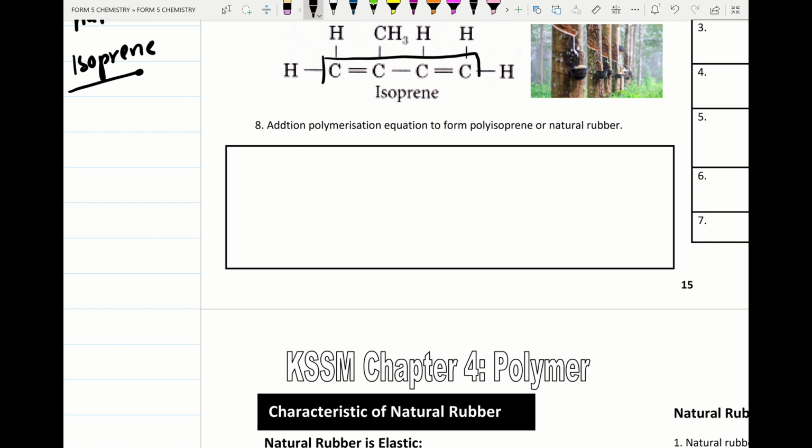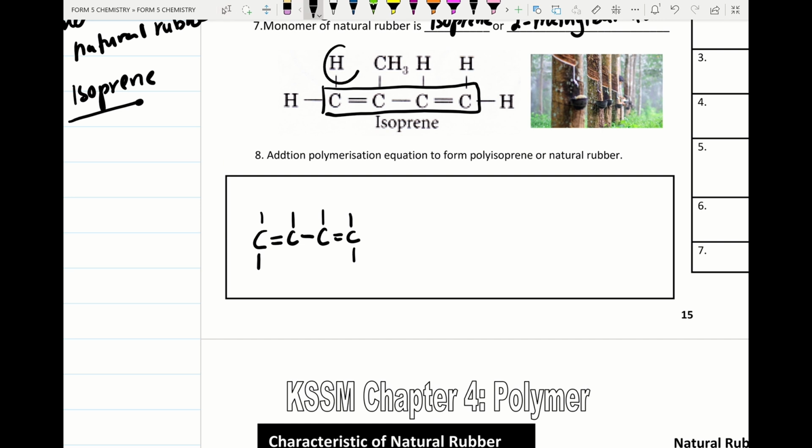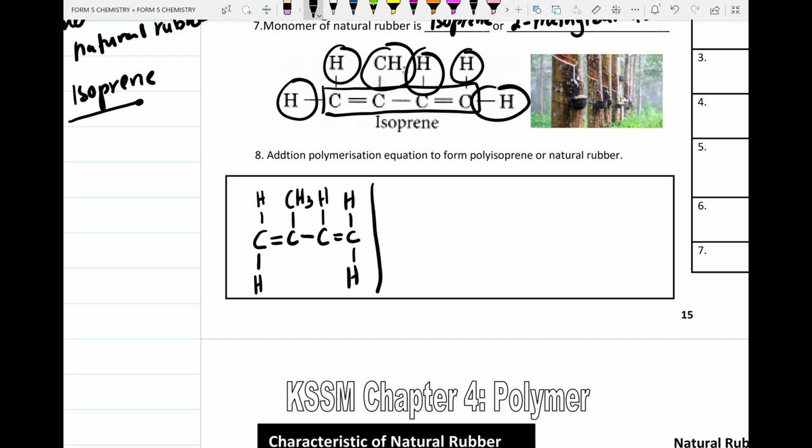So we cut all this. We write down here C double bond C, single bond, C double bond C, carbon. Each carbon, we put bonding here, bonding here, bonding here. On the top carbon, we put bonding, bonding, bonding. I take this hydrogen atom and put it here. I bring this hydrogen atom down. This whole thing I make CH3, and this hydrogen atom I put here, this one I put here, and this one I bring down. Then we open bracket and close bracket, and put n.